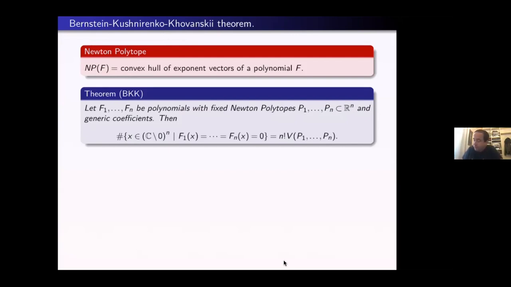So let F1, ..., Fn be polynomials with fixed Newton polytope. So we fix those exponent vectors. You remember, that's what I care about. And generic coefficients. So there is a chance of some coincidence, but let's forget about this chance. Then, if I count the number of solutions of the system, taking out all zeros, I will explain to you why I don't take zeros. Then miracle of miracles happens. It is equal to n factorial times the mixed volume of these Newton polytopes, which is absolutely strange.